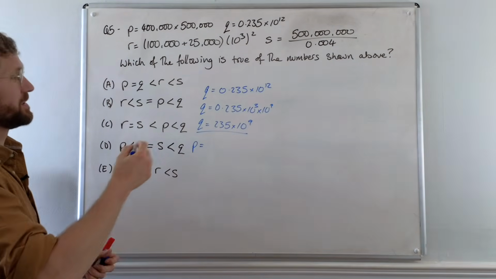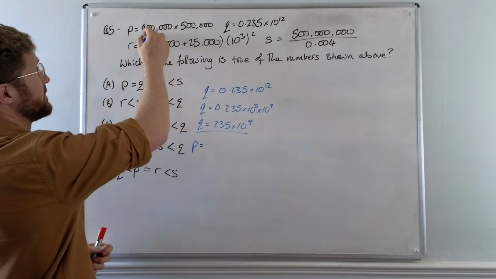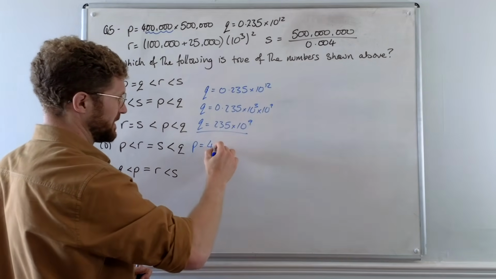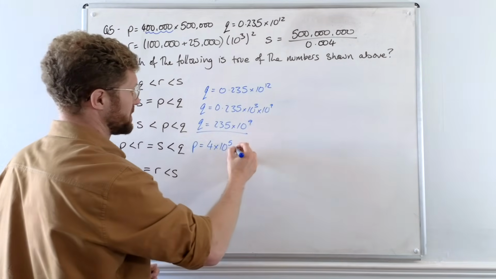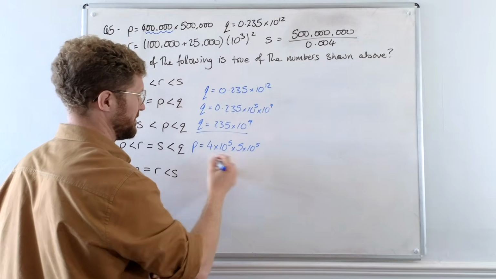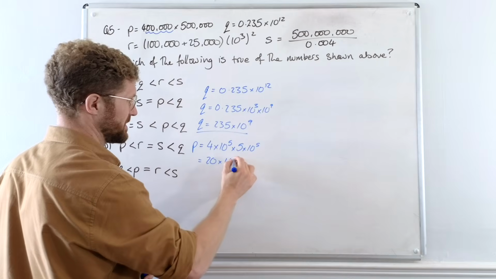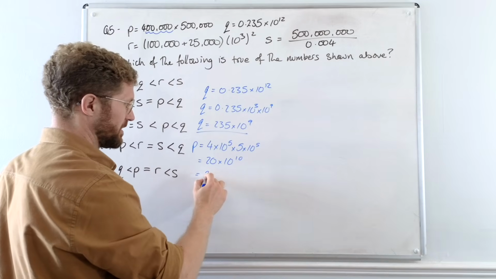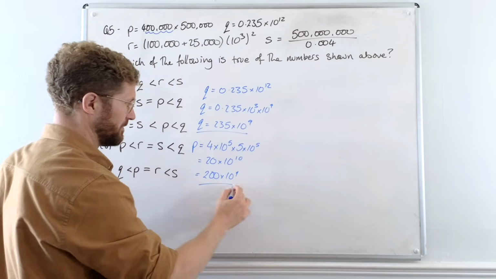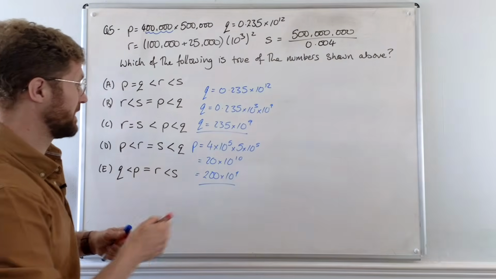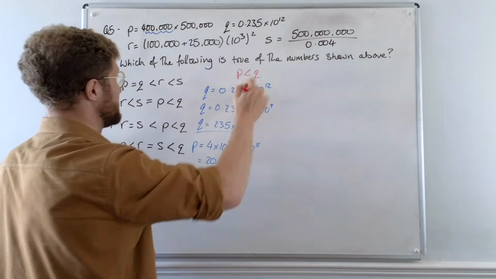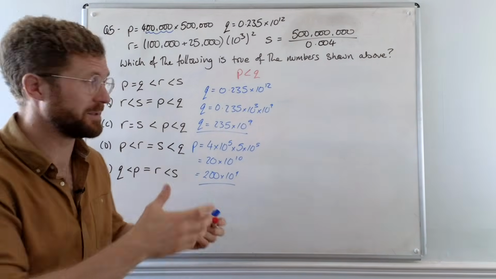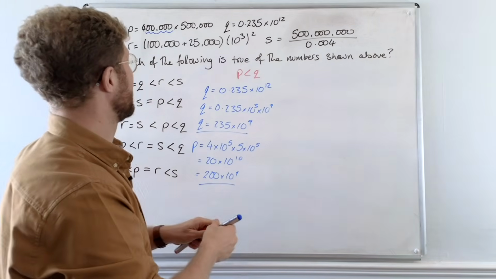Now, 400,000 is the same as 4 times 10 to the 5, moving the decimal point 5 times, multiplied by 5 times 10 to the 5. In other words, I've got 20 times 10 to the 10. But to get it into that same format with the 10 to the 9, I'm going to call that 200 times 10 to the 9. So we've got those first two numbers, and I can say that P is less than Q. We could cross out a couple of the answer choices now before we move any further, but let's leave that till the end. I'm going to deal with R and S.